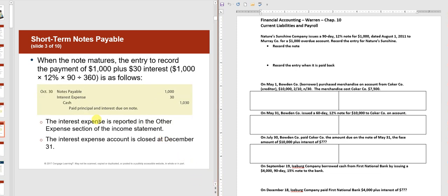So when the note matures, I'm going to get the note off my books. So notice it was a credit in the prior one, so I debit it here. I record my interest expense, which is principal, $1,000 times rate of 12% times time. I would have just done 3 over 12. But anyway, either case you get 30. If you want to do 90 divided by 365, that's completely fine. So notice I get the notes payable off my books, I record the interest expense, and I credit cash. And again, this should be very similar to what we've already done on notes receivable.